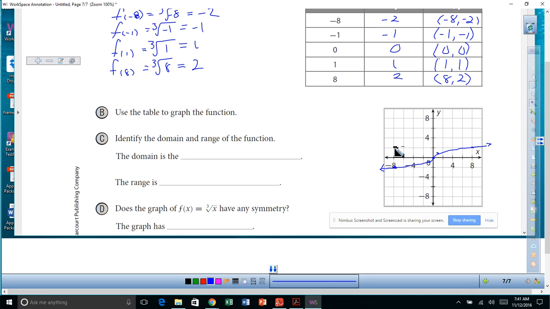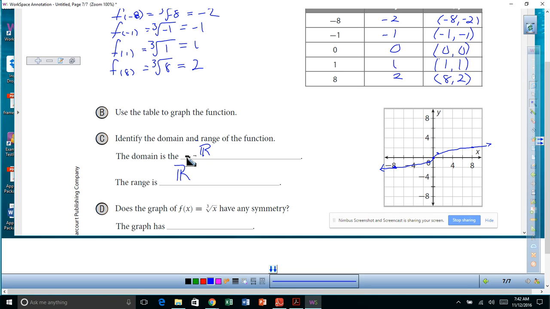Identify the domain and range of the function. Well, the domain is the x values, and it covers all the x values. So the domain is going to be all real numbers. The range is the y values, and you see it's got a slide up and it's got a slide down. So again, eventually it will cover all the y values. So it's going to be all real numbers.